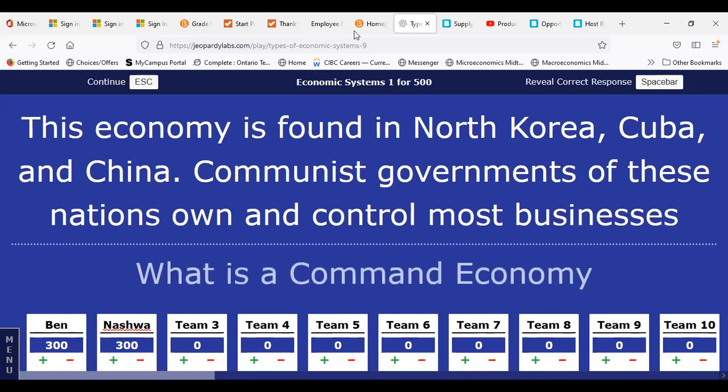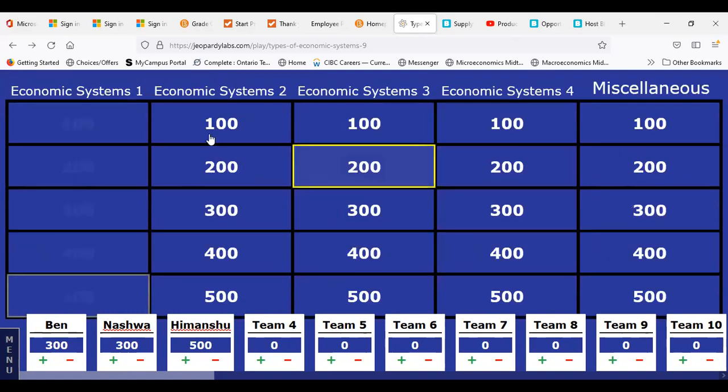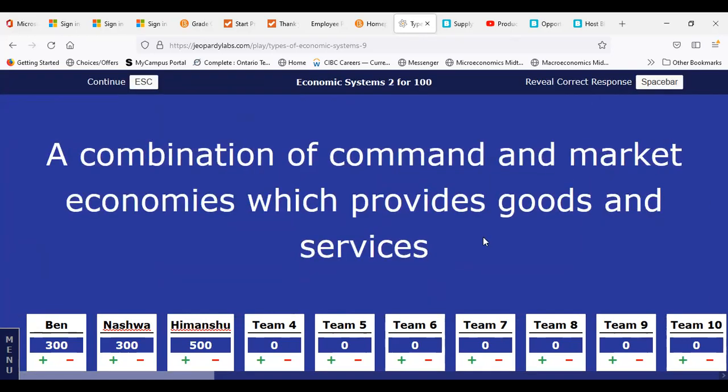Yeah, who was that? Nashua? Oh, him and Shu, okay. Great. Thanks. Great job. Excellent. Great job. And then a combination of command and market economies which provides goods and services.